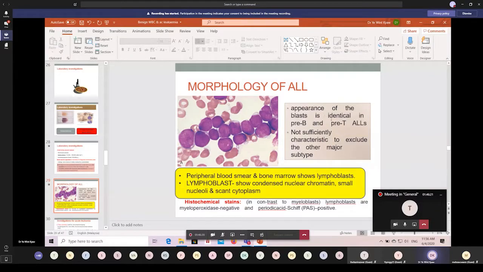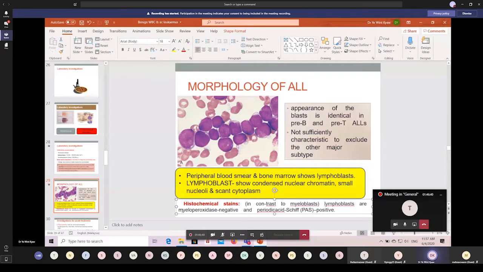Morphology shows condensed nuclear chromatin, small nuclei, and scant cytoplasm. Histochemical stain: PAS positive and myeloperoxidase negative. Myeloperoxidase is positive in myeloid leukemia. From this, you can differentiate myeloid and lymphoid, because sometimes in morphology it is quite difficult to tell whether this is myeloid or lymphoid. We use special stains. If this stain is positive, it is lymphoid; if this stain is positive, it is myeloid.